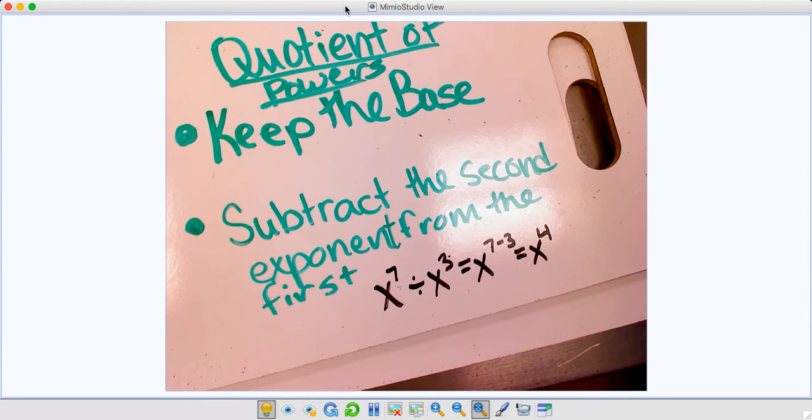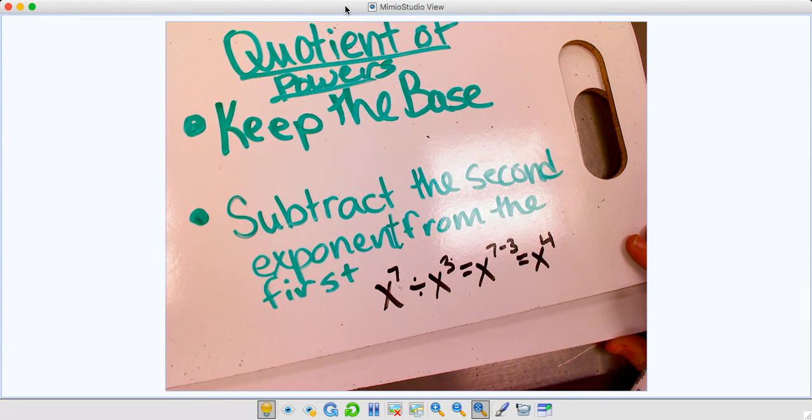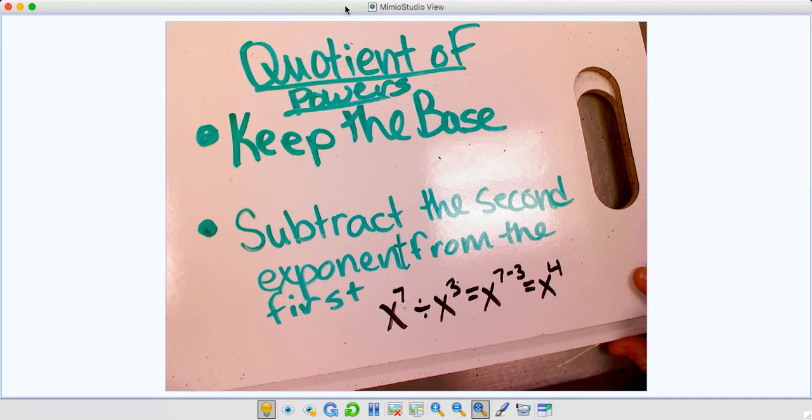Okay, I'm going to leave this. We can stop the video for a second just so that you guys can take down notes and make sure you know what the quotient of powers law is. If you have the same base, you keep that base, you subtract the second exponent from the first, and you're left with your simplified form of your exponent.